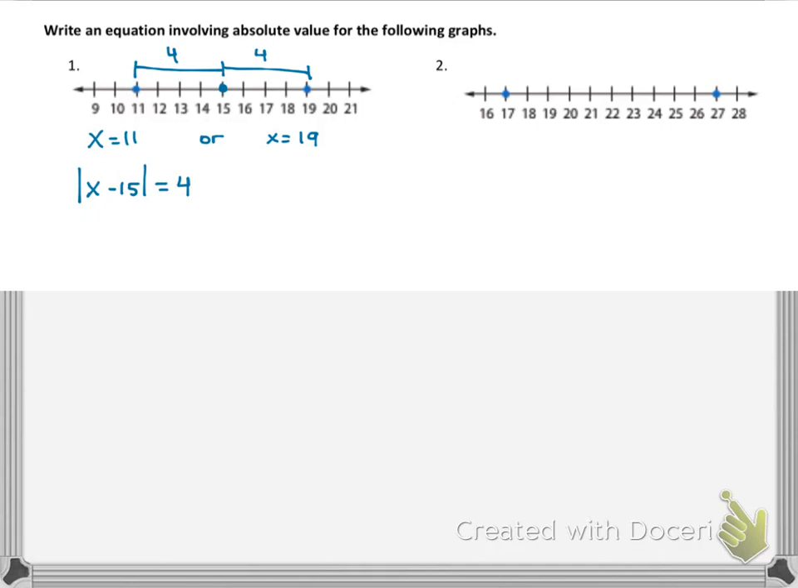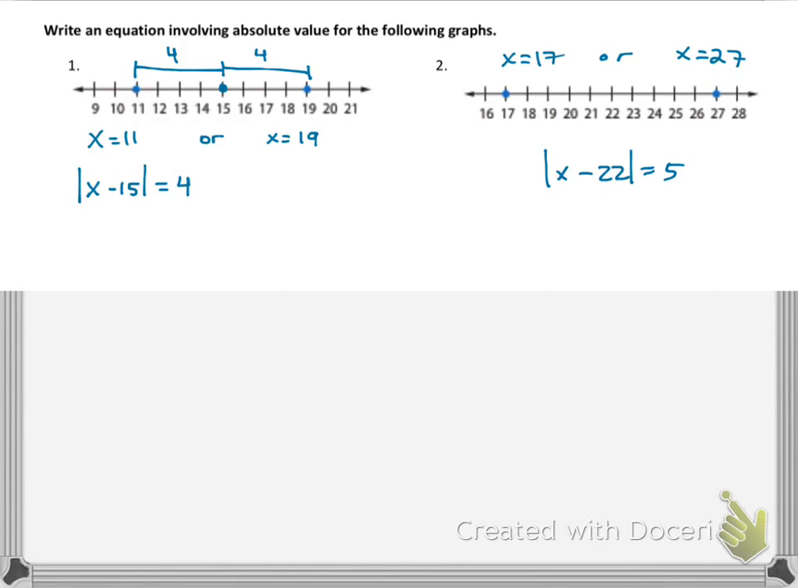Try number 2 on your own, and try to think about what was the equation that these were solutions for. So the solutions are x equals 17 or x equals 27. So pause the video, try to think of what equation they got that from.